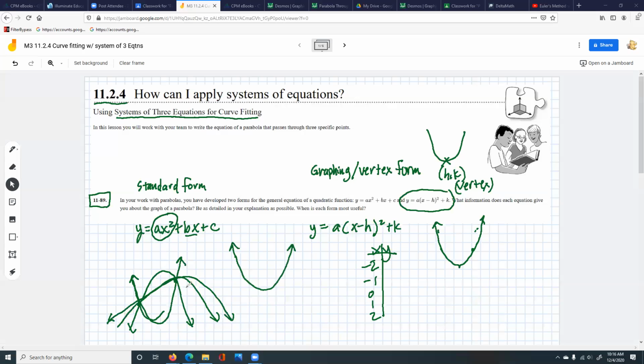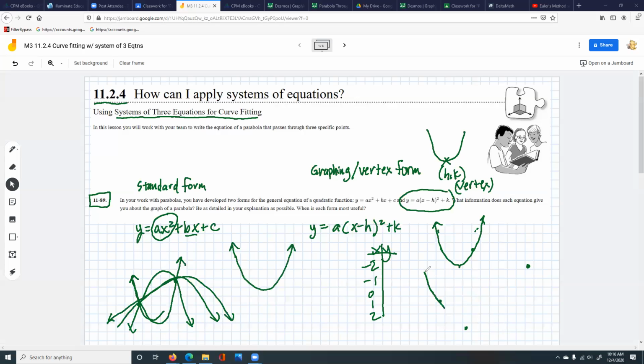So 2 points is not enough to determine one specific parabola. We need more than 2 points. What's the minimum amount of points we can use to determine a parabola? 3. Okay, so if I pick 1, 2, 3 points, there's only one parabola that can go through that, right? That's what we're saying.